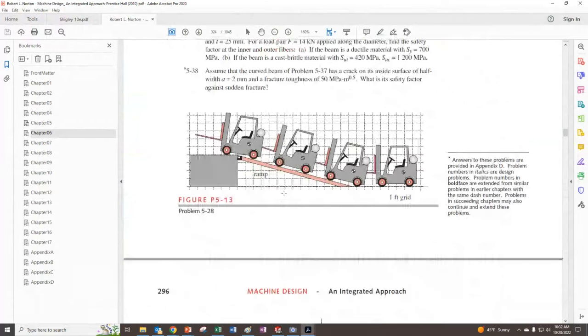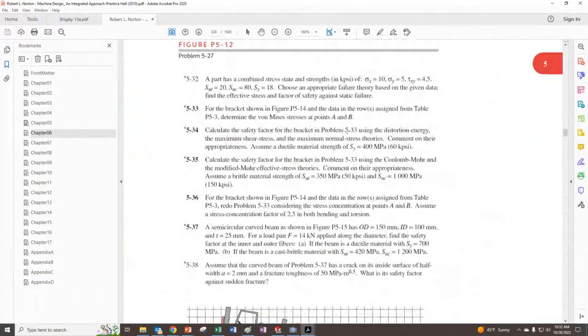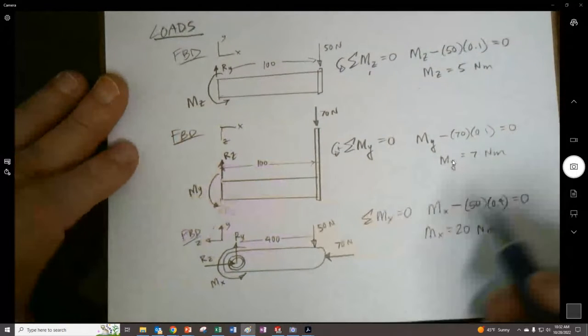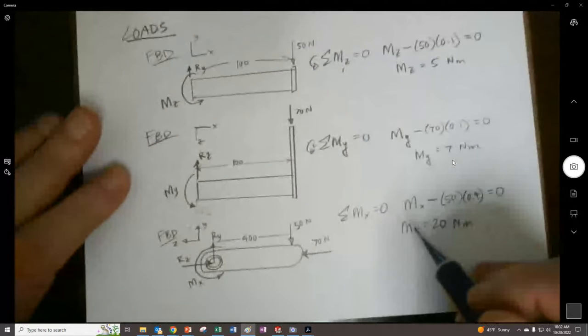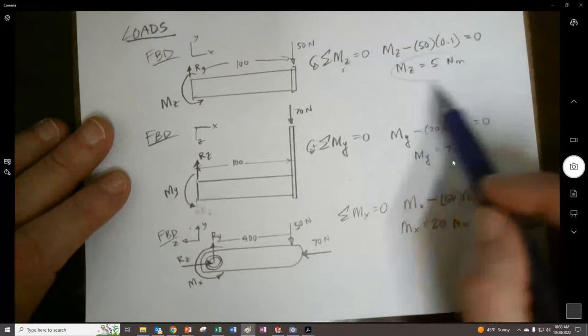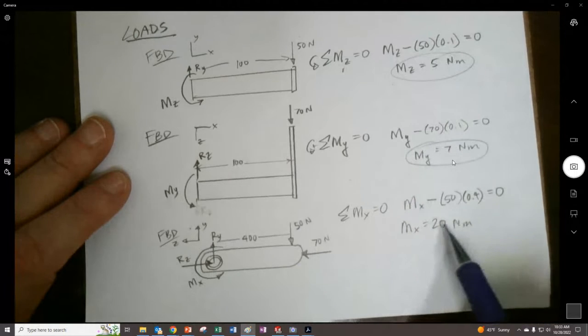I guess this was problem 33 or something like that? Yeah. He wants to do Von Mises at points A and B. I'm going to find the worst spot because that's really what I care about. And if it's the worst spot, it's going to be bending in 2 different axes. So we need to combine MZ and MY.